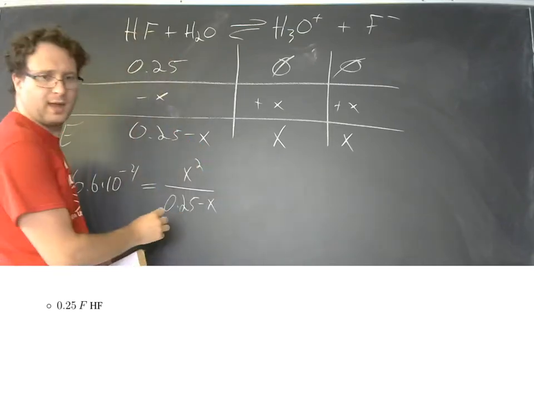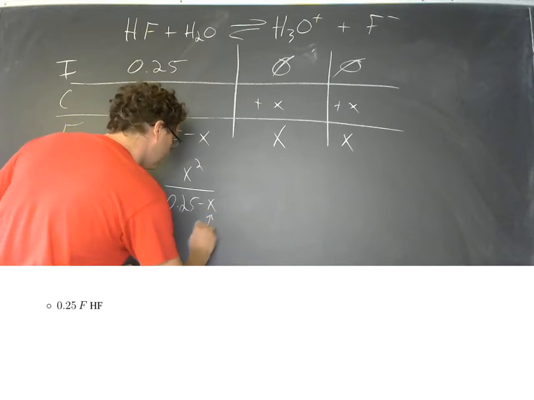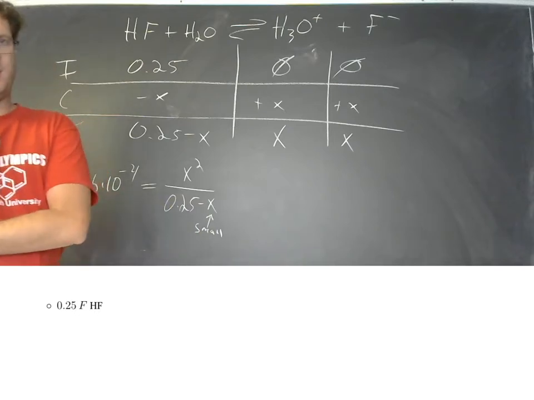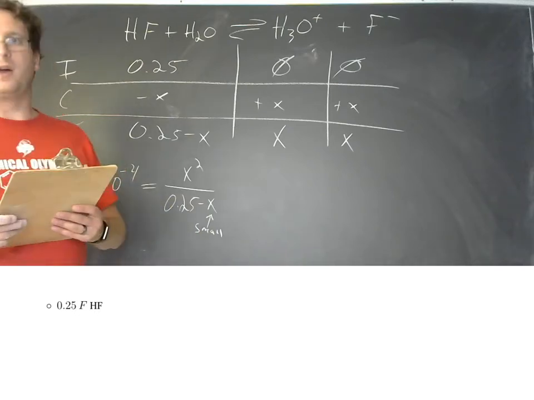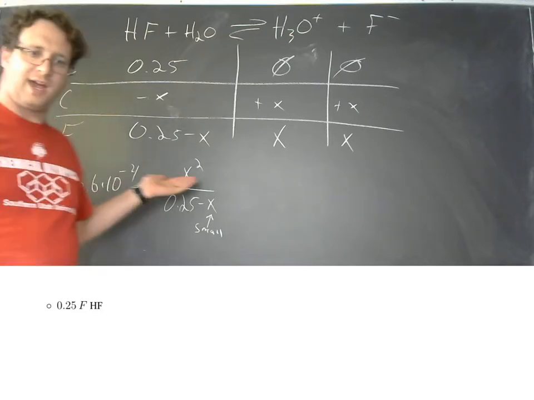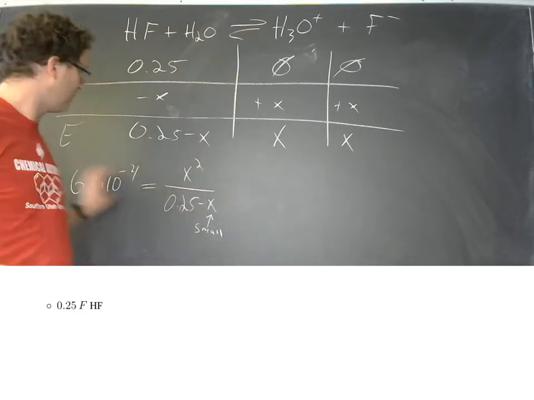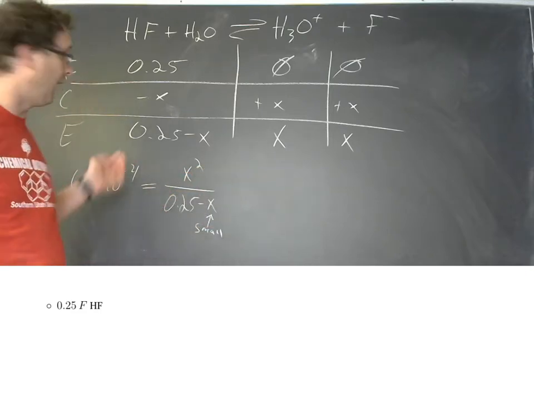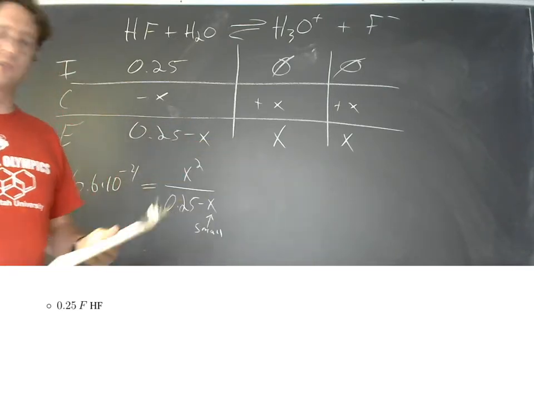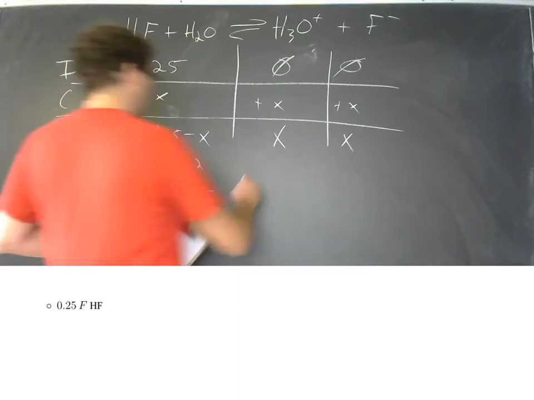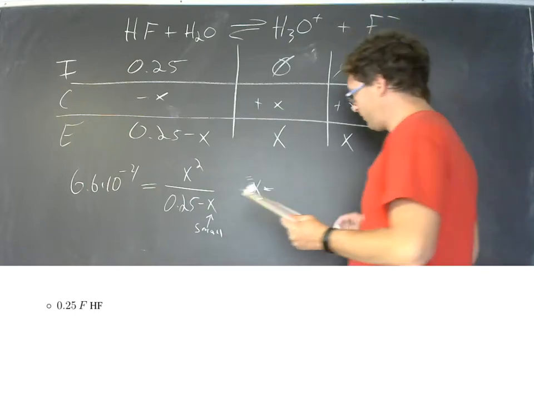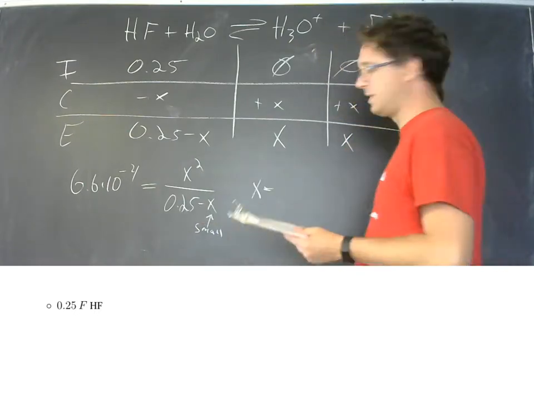And as usual, we will hope that this is small, although we've got a couple of indications that it's not going to be quite as easy of a call this time. So 6.6 times 10 to the negative fourth, that's more than halfway toward 10 to the negative third. That's a decently large value for Ka. And then 0.25 is maybe kind of a smaller concentration than some of the others we've looked at so far. So we'll proceed with our hearts full of hope that x will be smaller than 5% of 0.25.